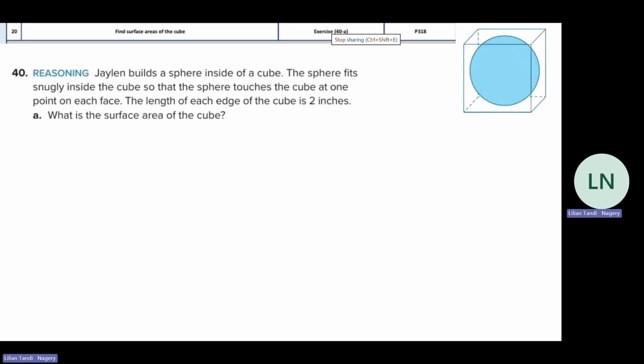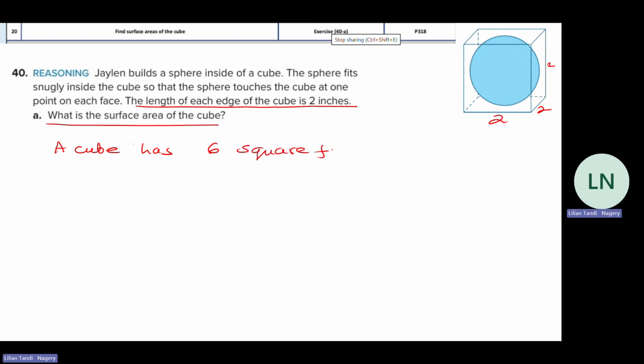All right, let's continue. This question is asking us for the surface area of the cube if the length of each edge is 2. So this is 2, 2, 2. So surface area. A cube has 6 square faces. So the surface area of a cube equals 6 times the area of 1 square face.